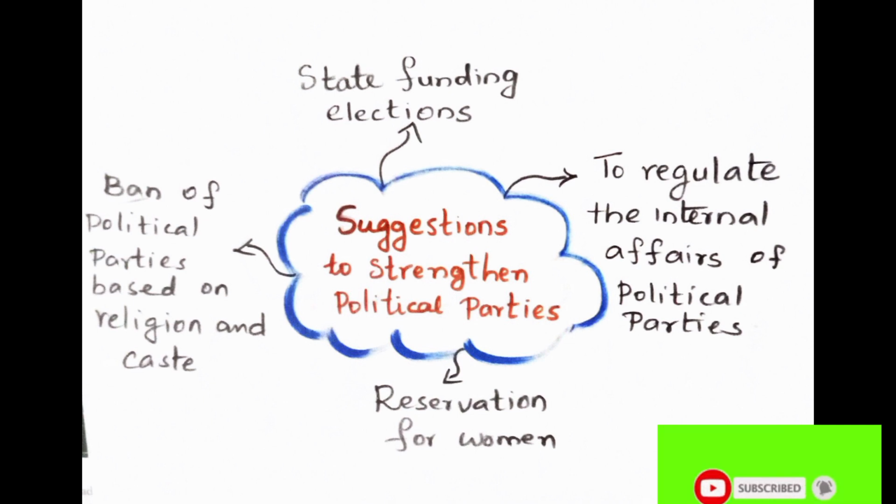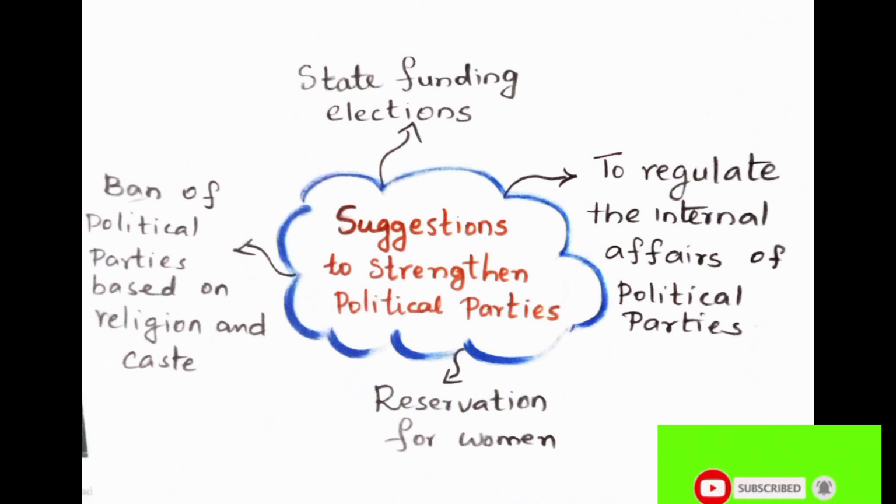Next, to regulate the internal affairs of political parties. A law should be passed to regulate the internal affairs of political parties. It should be made compulsory for all political parties to maintain a register of its members, to follow its own constitution, and to hold open elections to the highest post in the party.